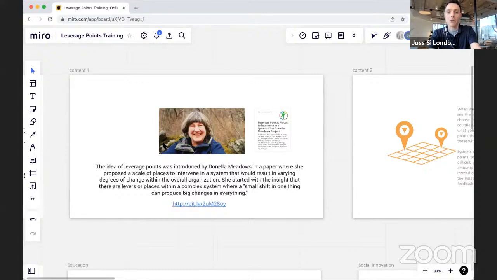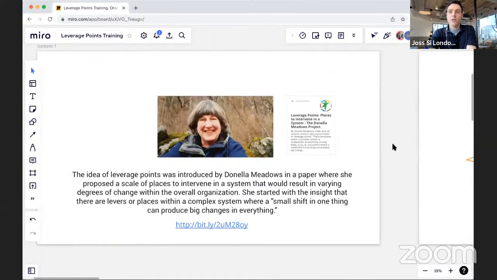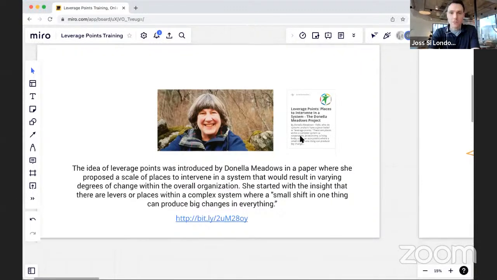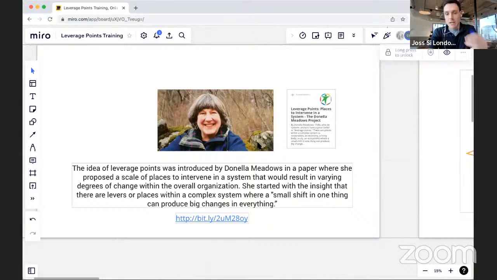As many will know, the concept of leverage points was introduced by this lady, Donella Meadows, back in the 20th century. Quite a famous systems thinker, and in some ways the mother of systems change, or a founding figure in this whole world of systems change and systems innovation. And you'll find here, at the end, I have that resource, the paper she wrote called About Leverage Points. You'll find also here an article on this topic.